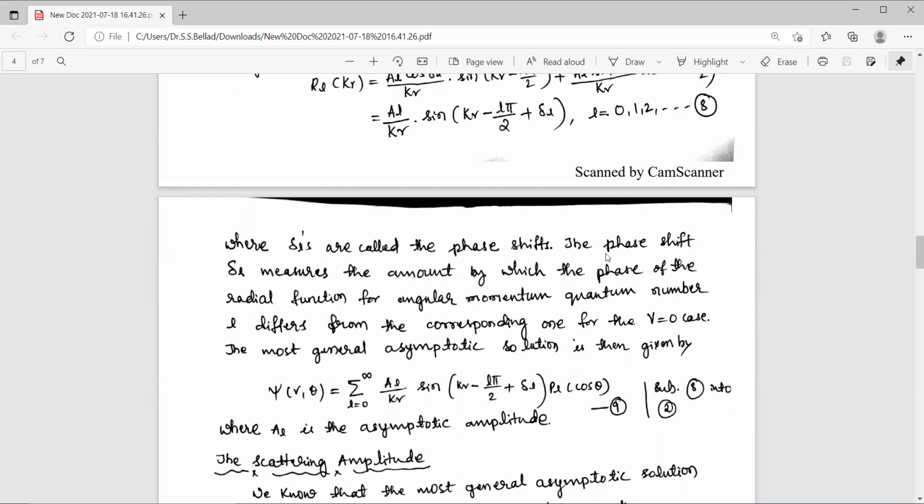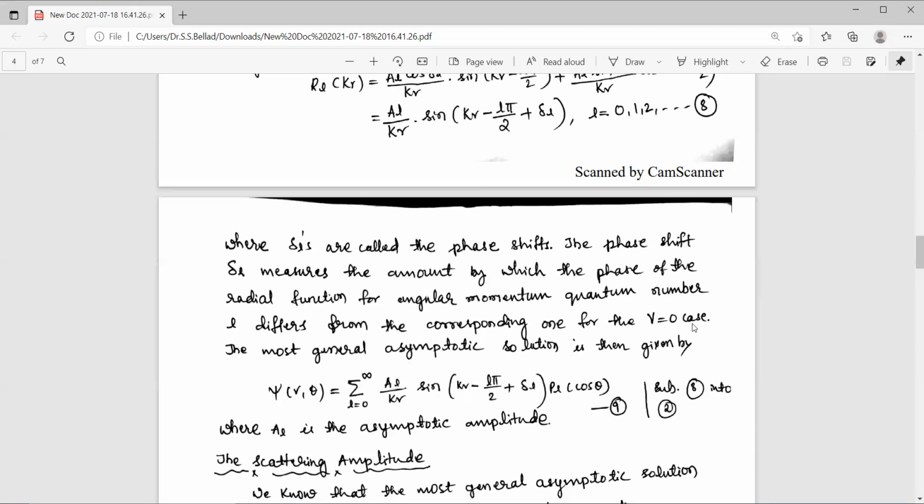The phase shift delta_L measures the amount by which the phase of the radial function for angular momentum quantum number L differs from the corresponding one for the V equal to 0 case. That means we are looking at the angular momentum of the incoming particle before scattering, and the change in the angular momentum of the same particle after scattering. So V equal to 0 is the case before scattering, and V not equal to 0 is the case after scattering. What amount of momentum changes also decides the change in the phase of the two waves. That change in the phase of the two waves is given by these delta_L parameters.